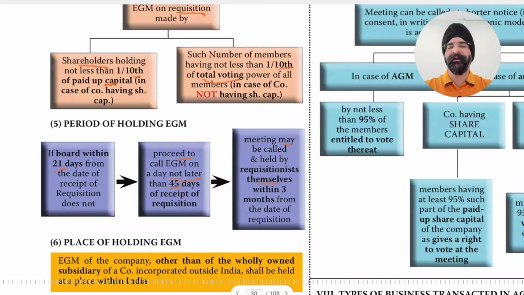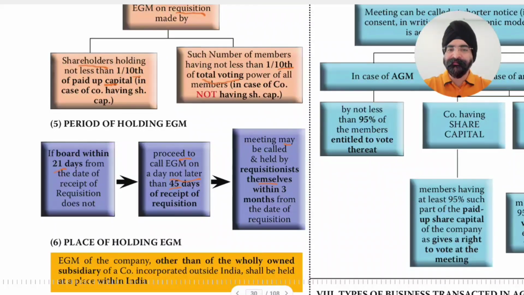Next scenario is that requisition is sent, 45 days time is over, no meeting has happened. Or requisition is sent, 21 days is over, but no proceeding, no action of calling an EGM is seen from the side of board. So after requisitioning, if within 21 days no notice of an extraordinary general meeting is seen, then the requisitionists can themselves proceed to convene an extraordinary general meeting.